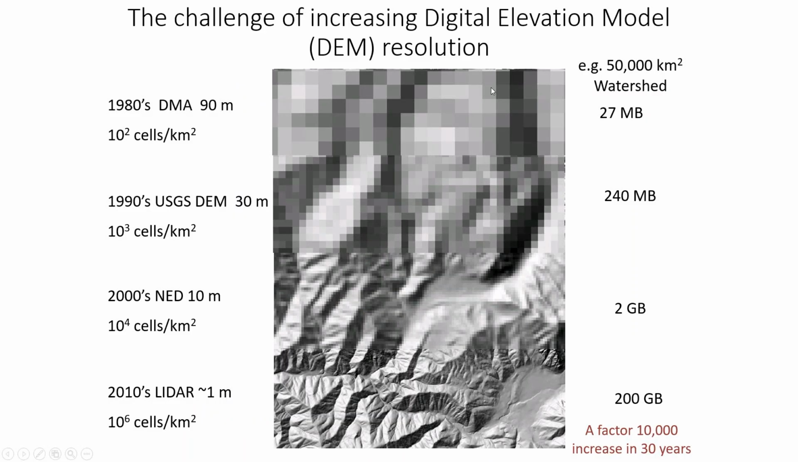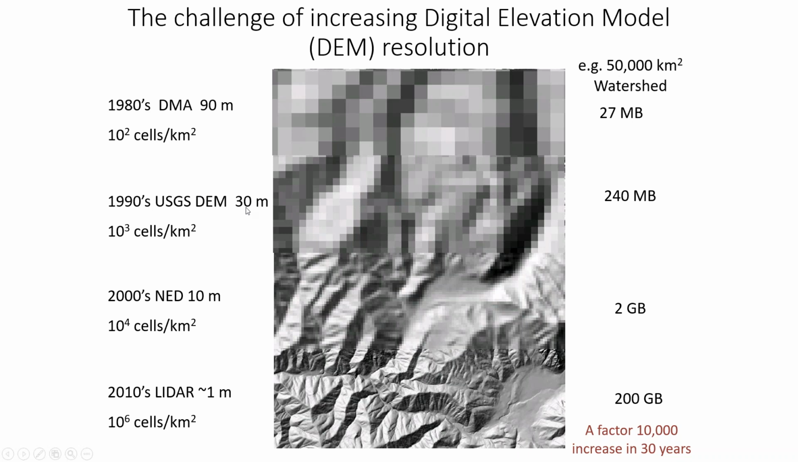I've worked a lot with digital elevation model data, and that's a special type of raster data. And over the years, it's been interesting to see the growth in resolution, starting in the 1980s, where Defense Mapping Agency had a spatial resolution of 90 meters, 100 cells per square kilometer, and a 50,000 square kilometer watershed would be 27 megabytes. That's pretty small. Although in those days, 27 megabytes wasn't actually that small.